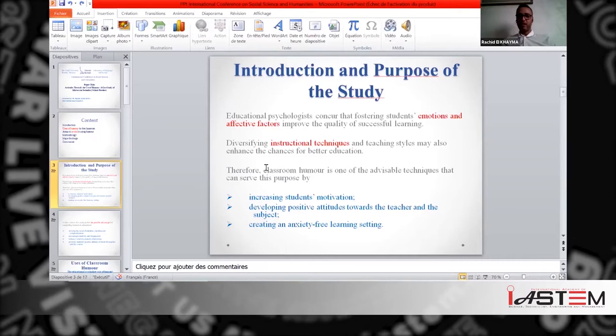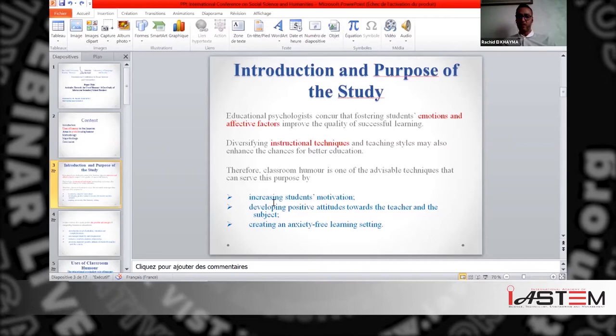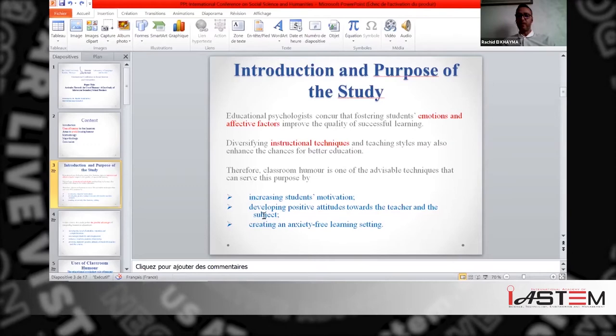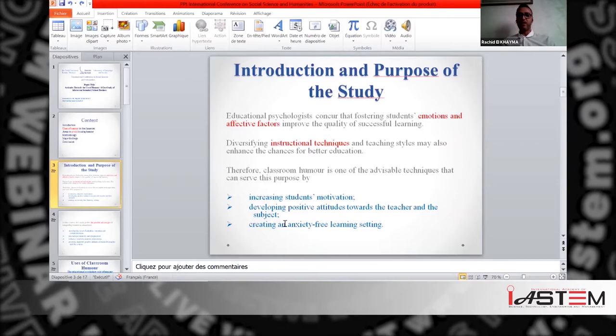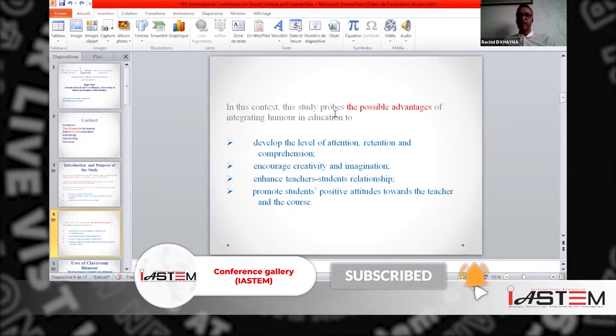The theoretical background that supports the use of humor is for the sake of increasing students' motivation to learn, developing their positive attitudes toward the teacher and the subject matter that they learn, and creating an anxiety-free learning setting in the classroom. In this context, my study probes and analyzes the possible advantages of integrating humor in education for the sake of what?